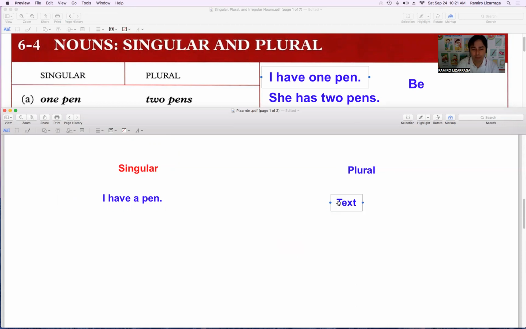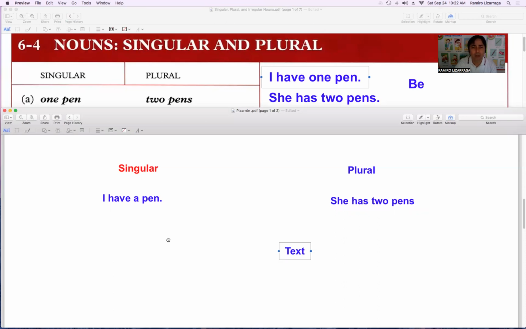I have, or she. I'm going to use she. I'm not going to use have. I'm going to change it. She what? She has two pens. So she has two pens.